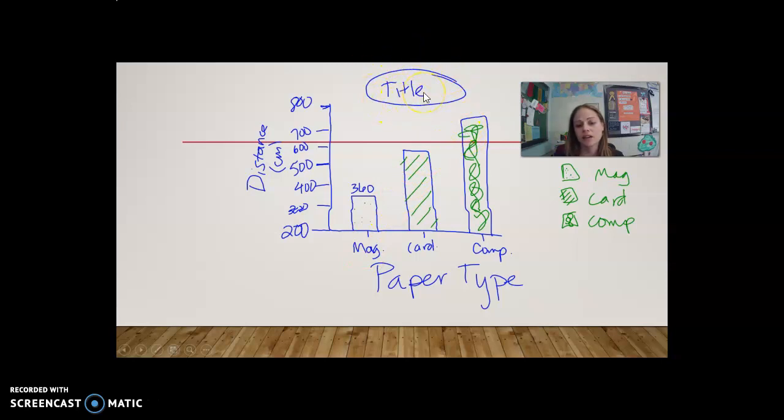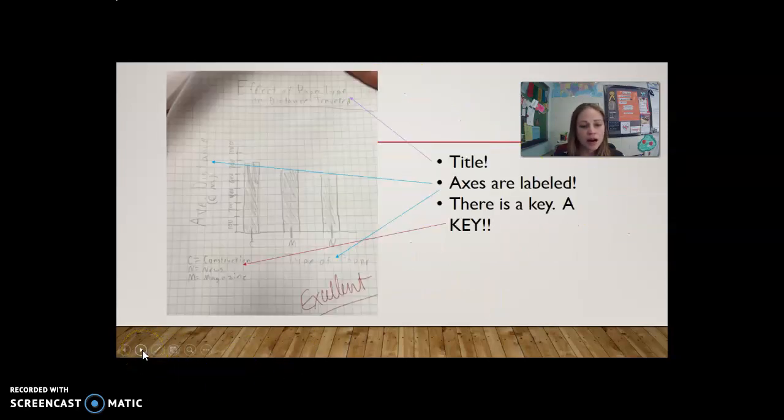Then you also need a fancy title. The easiest way to title any graph is to say paper type versus distance, or the effect of paper type on distance flown. Use your axes to help you make that title. If you want to be real fancy, you can include a key like this. This was a student, I think this student is a senior in high school now. Beautiful. Graph paper, if you don't have graph paper, don't sweat it. Just make sure your scale on the side is as even as possible. There's even a key down here. That was awesome, because he didn't think he could fit the word construction in there along with magazine and so on and so forth.